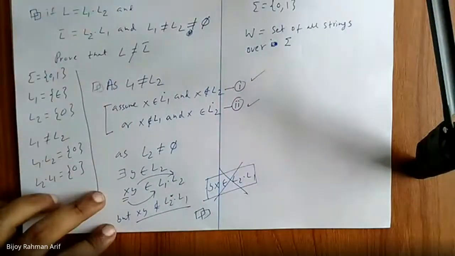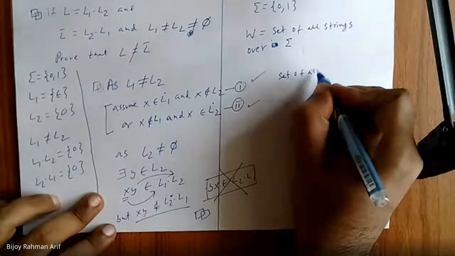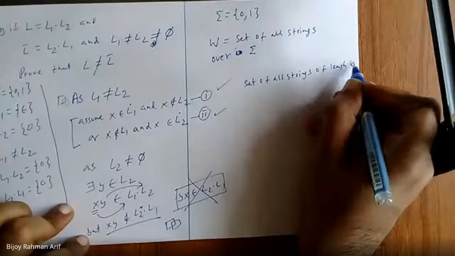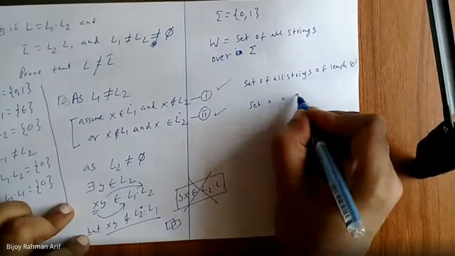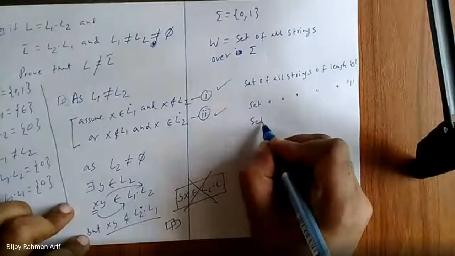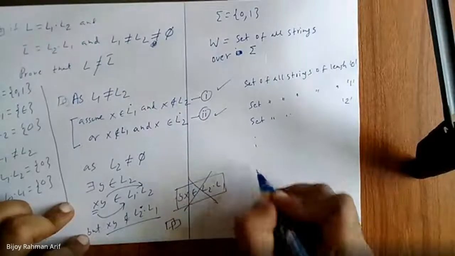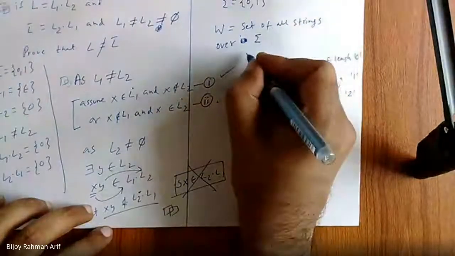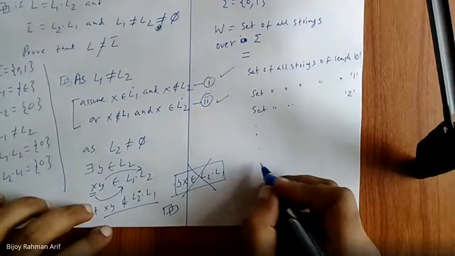Sir, please write down what the alphabet is. The alphabet is 0 and 1. The set of all strings over sigma: how can you find it? The set of all strings of length 0, then the set of all strings of length 1, the set of all strings of length 2. This way we continue up to infinity.